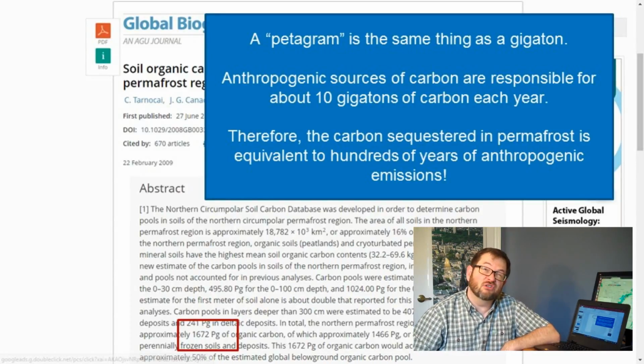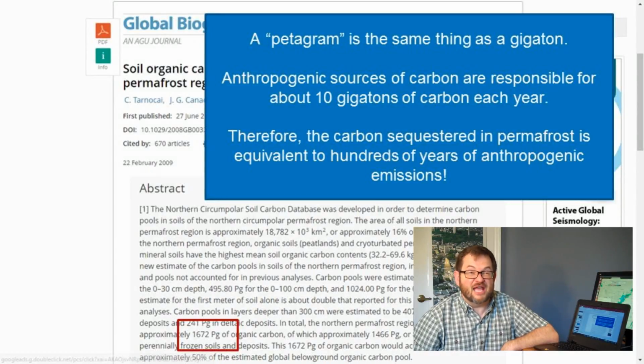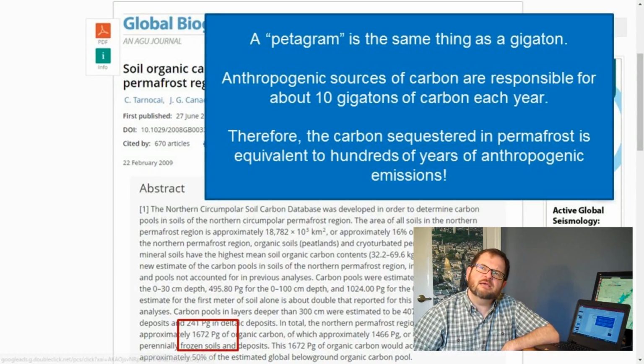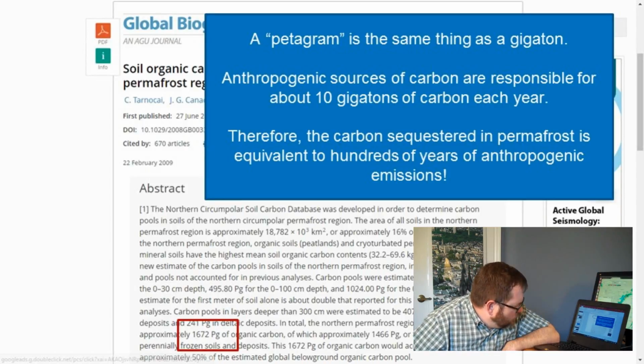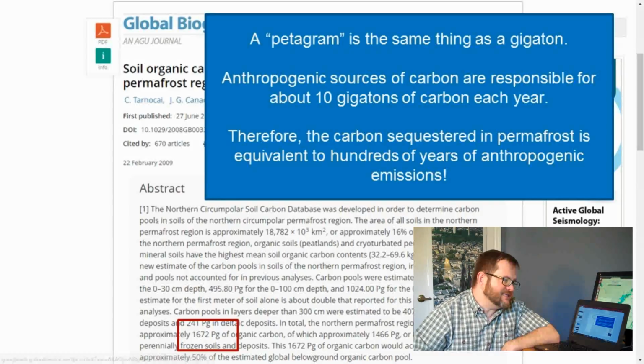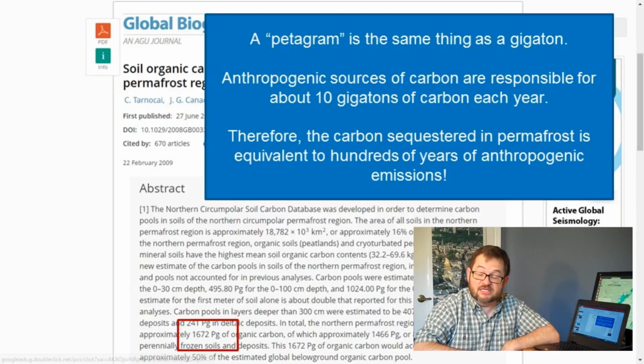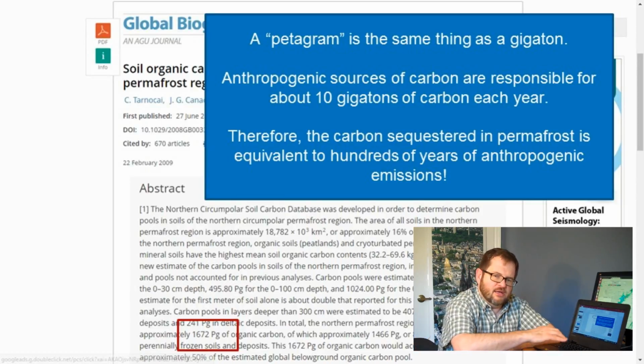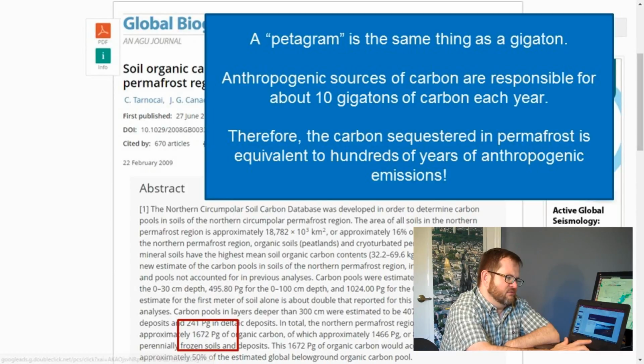Alright, well, from our studies earlier where we were talking about the carbon cycle, you might remember that anthropogenic sources of carbon, like burning of fossil fuels mainly, release about 10 gigatons of carbon into the atmosphere a year. And there's 1,670 gigatons of carbon stored in the tundra, which is not so great. So basically, the amount of carbon that is sequestered in the tundra is equivalent to several hundred years of anthropogenic emissions. Okay? Wait a minute, and that's not that stably there.